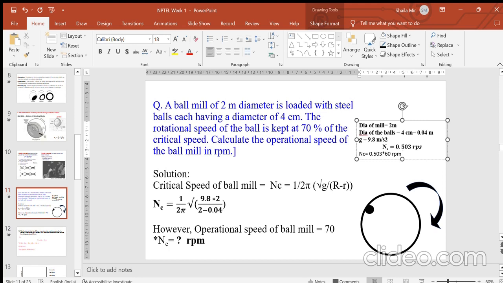So this is the critical speed for a ball mill. This is the speed beyond which the crushing action will not be done in the ball mill. So it will be around, I think, 30 RPM. But we are operating it at 70% of the critical speed. So that will be 30 into 0.7.